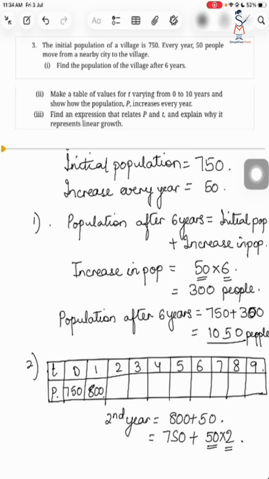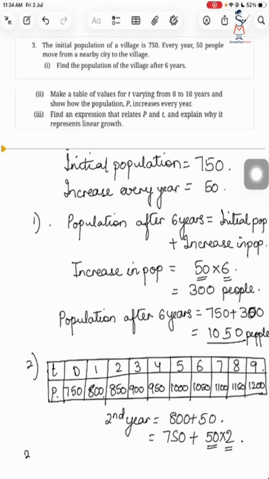Same way we can find for 3 years, 4 years and so on. So this becomes 850, this becomes 900, this becomes 950, this becomes 1000, this becomes 1050, this becomes 1100, this becomes 1150 and this becomes 1200. So this is the population, increase in population with the time.